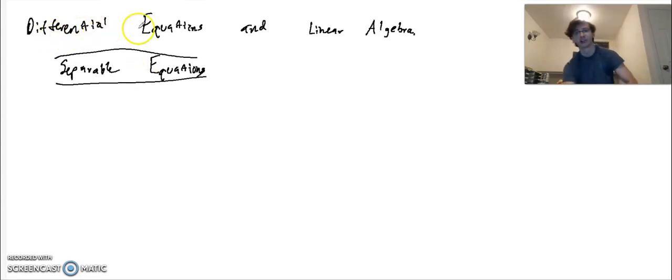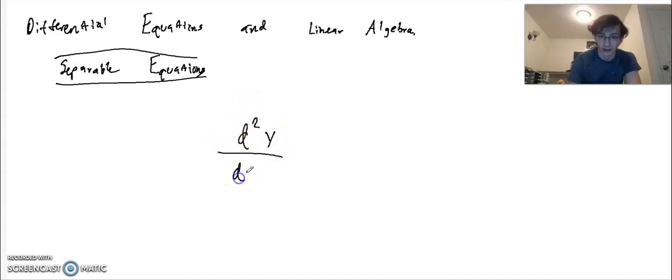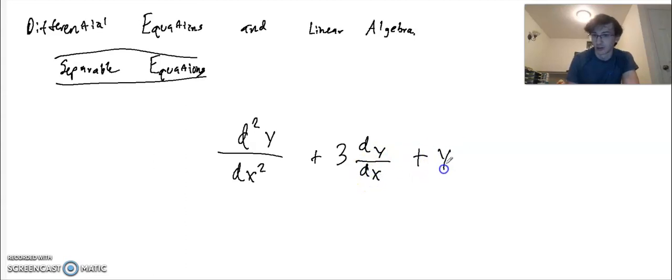But anyways, differential equations is a course where you have equations with derivatives in it. So you can have something like the second derivative of y plus, I don't know, 3 times the first derivative of y plus y squared equals 3. And finding a solution to these equations with derivatives in them is really hard. And this is what this whole class is about. That's the differential equations part.